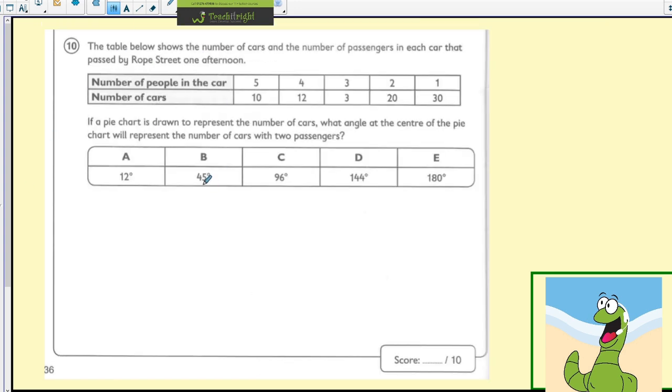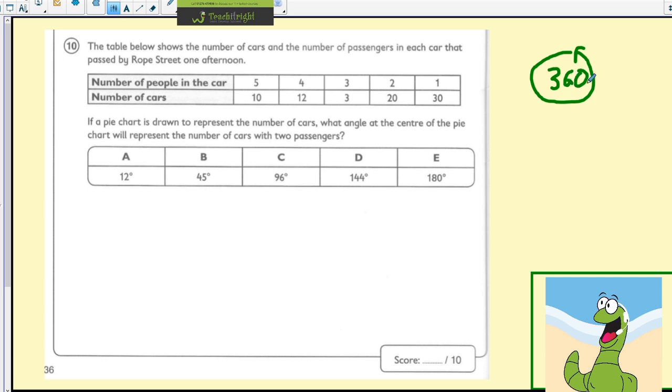And the last question, guys, doing really well. 2/3 of the way there nearly. The table shows the number of cars and the number of passengers in each car that passed by Rope Street in one afternoon. If a pie chart is drawn, so immediately pie chart, what facts come to mind? For me, it's going to be 360. Let's find out if that's useful.